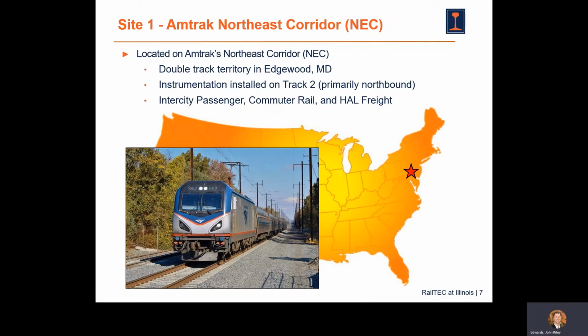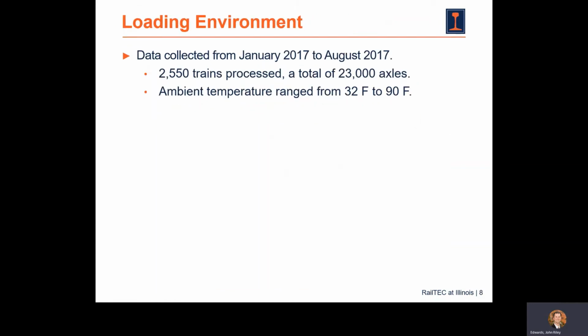So now I want to take you to our first field site. This site was on Amtrak's Northeast Corridor, double track territory in Edgewood, Maryland. A lot of different operators over that portion of Northeast Corridor. Our instrumentation was installed on track 2, primarily handling northbound traffic, and this traffic included long distance and intercity passenger trains, freight trains, and MARC commuter rail trains.